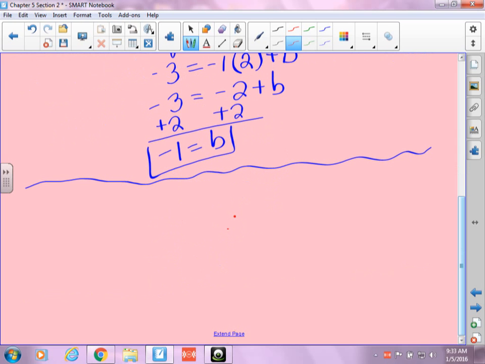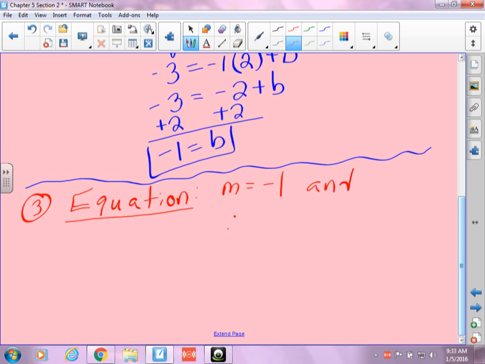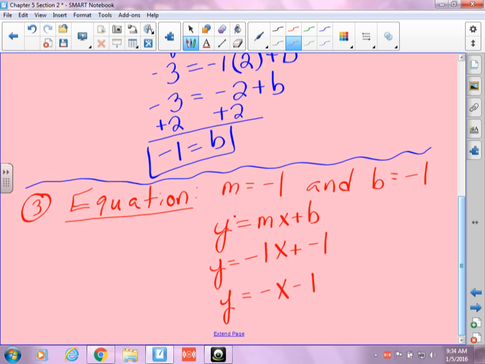Now we need to put this together. So the third step is the equation. Okay, I know that my m is negative 1 and my b is negative 1, and I need y equals mx plus b. So y equals negative 1x plus negative 1, or even better, y equals negative x minus 1.